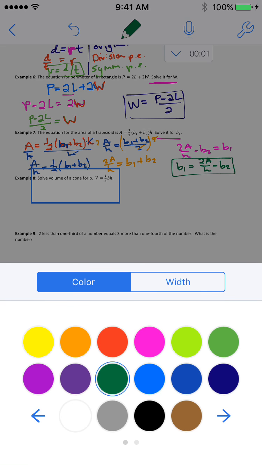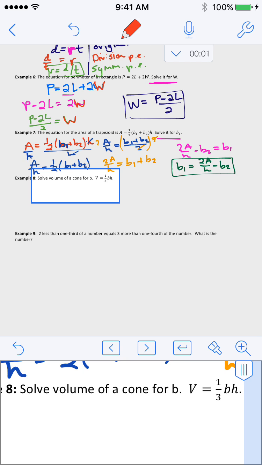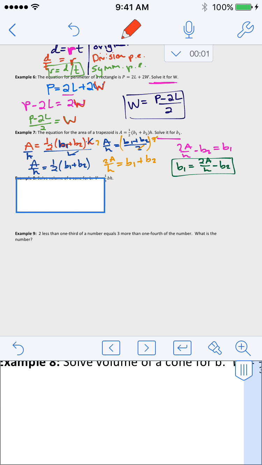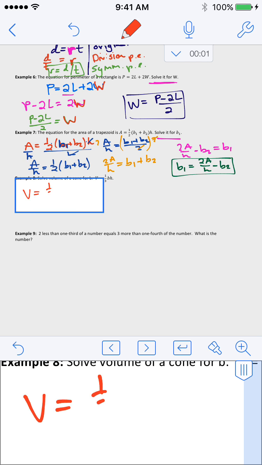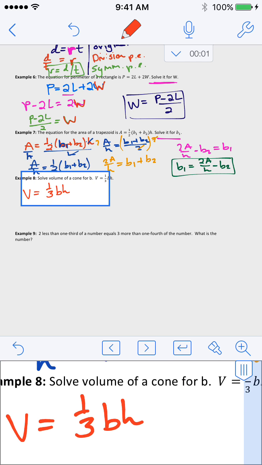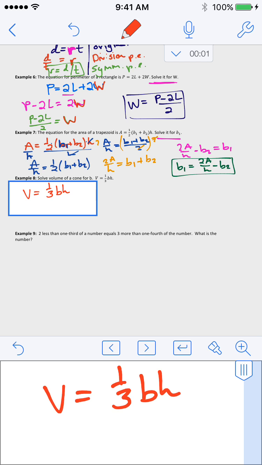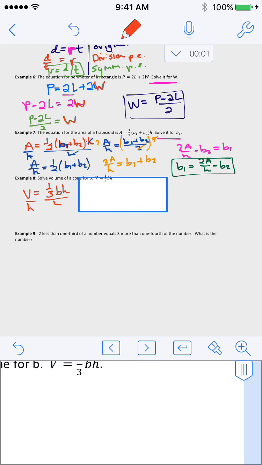Alright, so I hope you paused the video. I'm going to do this right over here. So volume V is equal to 1/3 base times height. I'm going to do this the same way I just did the last problem, right? I'm going to start with the thing farthest from the variable, quote unquote. Now they're actually both equally far, so I'm just going to start with H. Divide by H on both sides. You end up with V over H is equal to 1/3 B.